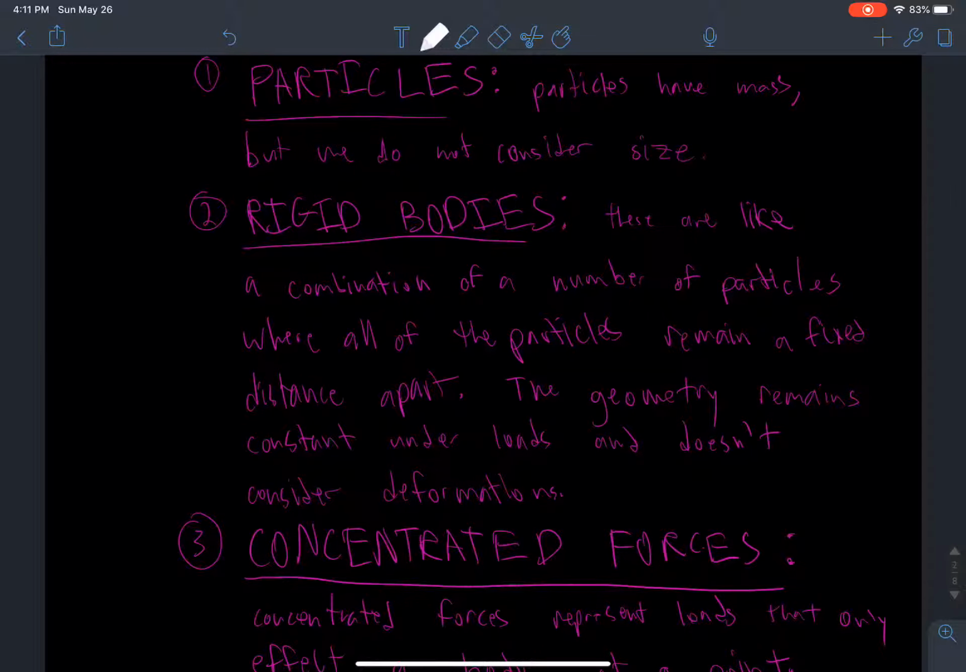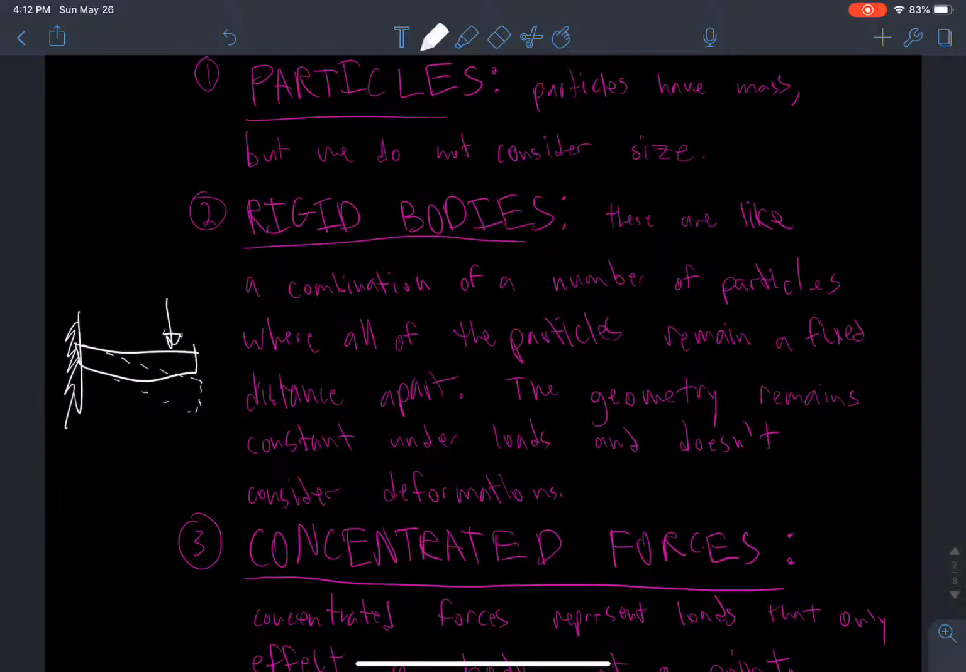What else? Rigid bodies do not like flex at all. Like, so you have a bar, right? This bar, it's sticking out of the wall. Put a load on it, put some force on it. It's not going to bend. It's not going to go and like swoosh down to here. It's rigid and it's not going to move at all.